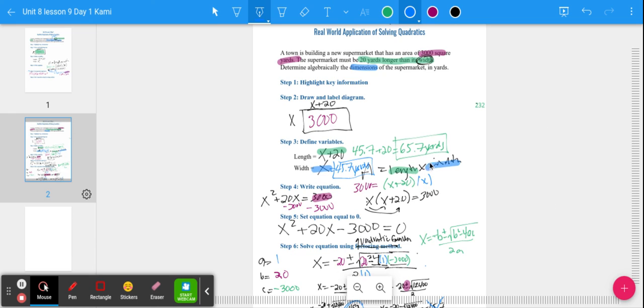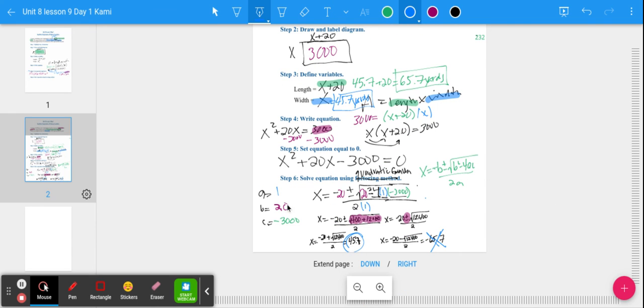So we just use the quadratic formula to solve this equation in order to find the dimensions of the supermarket. It has a width of 45.7 and a length of 65.7. So please make sure you have this written down in your Kami. You can either try it along with the video, or at this point you may be checking your answer.